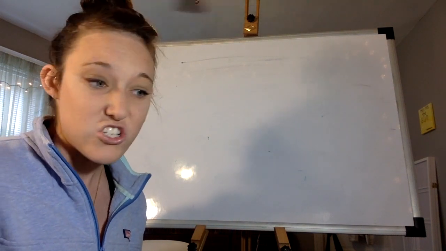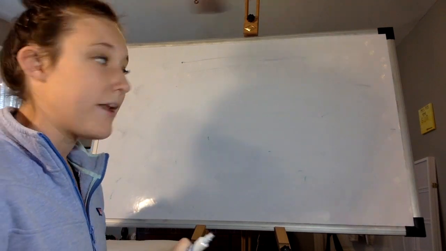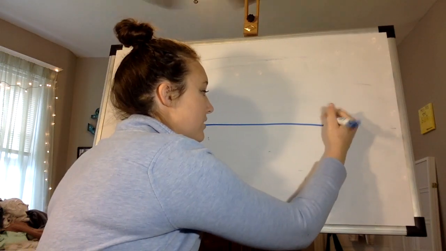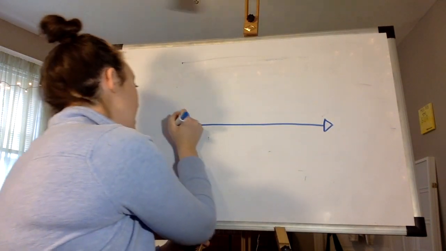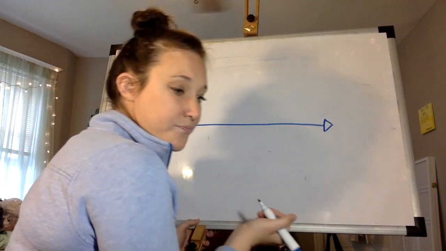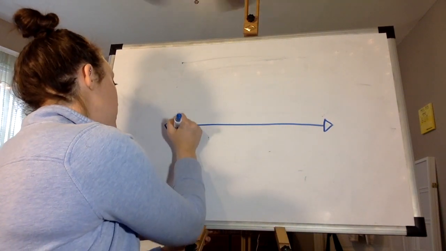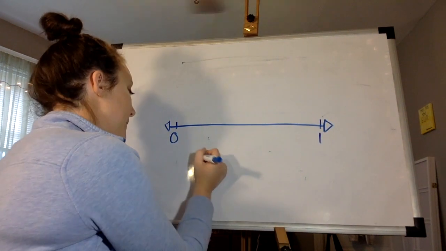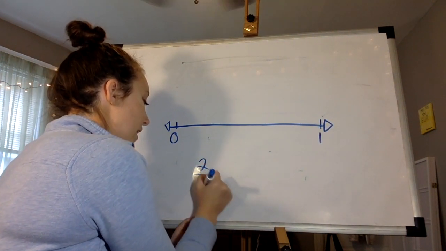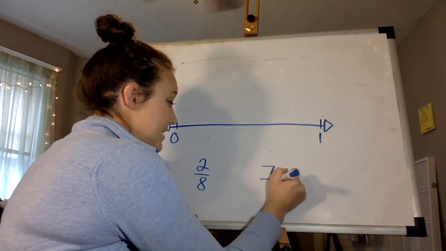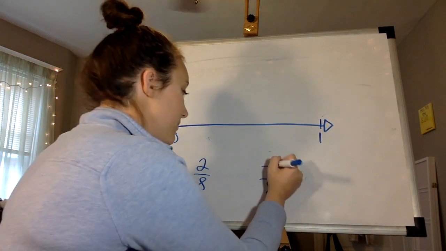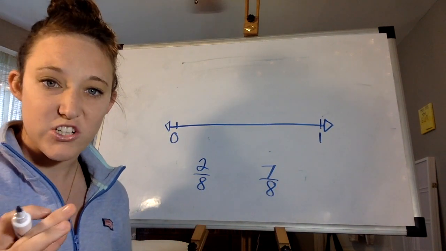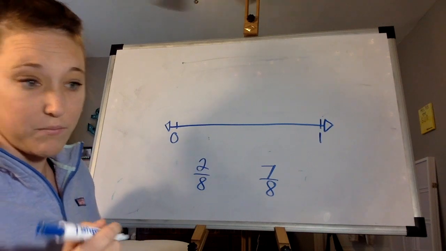Well, I don't have fraction strips, so I'm just going to do my best to draw my number line like we did in chapter 10. So I've got a number line here. And looking at your book, it gives you 0 and 1. And the fractions we are comparing are 2/8 and 7/8, okay? Now you might look at it and already know which is the greater fraction, but we're still going to plot it on the number line, okay?